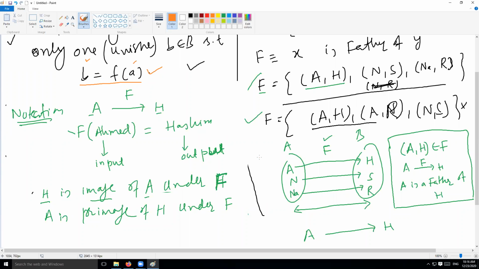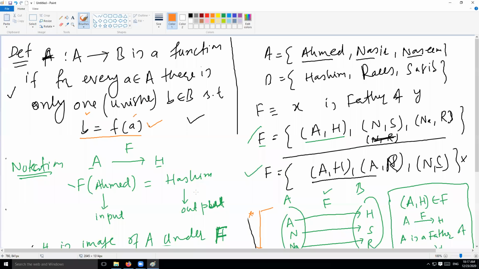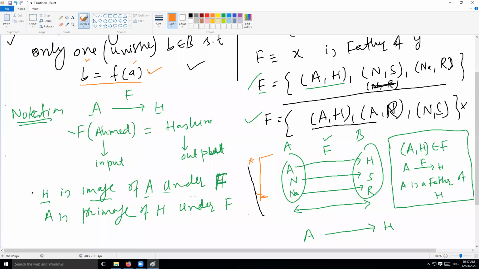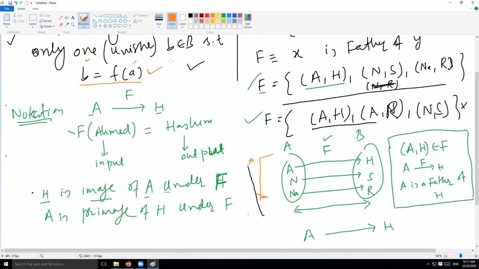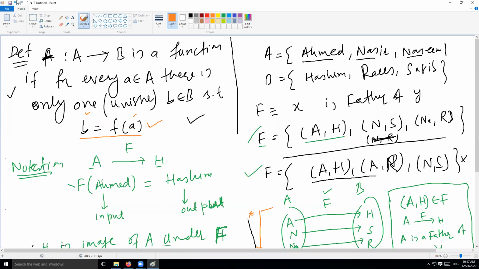Okay? In this relationship, what is the pre-image of rice? Naseem is the pre-image of rice. And what is the image of Naseem? That is Saqib. So the image of Naseem is Saqib. All right? Samajh aa rahi hai baat? Okay. So I hope you have understood a bit of the definition.